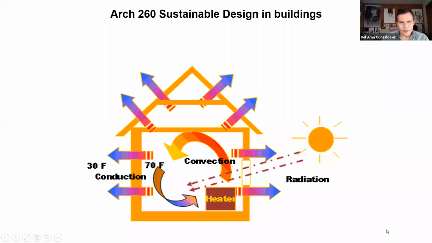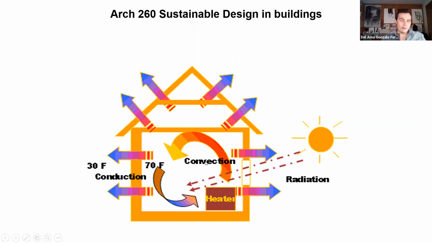Okay, so this is a way to show the same. We have warm temperature inside, cold temperature outside. We are losing a lot of energy through the walls, through the roof, and we are gaining energy through the windows because of the solar radiation.